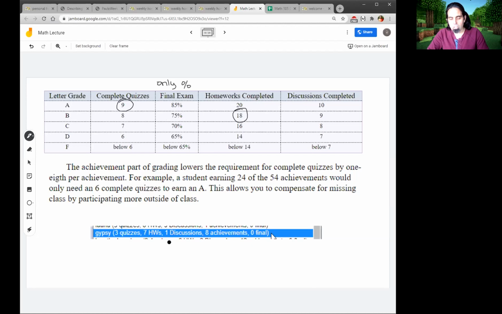They're way behind in discussions. They've only done 1 of the possible 5 so far. If they do discussions for week 5, 6, 7, 8, 9, and 10, then they'll be up to 7. So that's going to be their lowest thing so far. But hope is not lost that the achievements lower this. So you get 1/8 per achievement for quizzes. She's done 8 achievements. So it's actually as if she's done 4 quizzes because of her achievements. She's even better here.